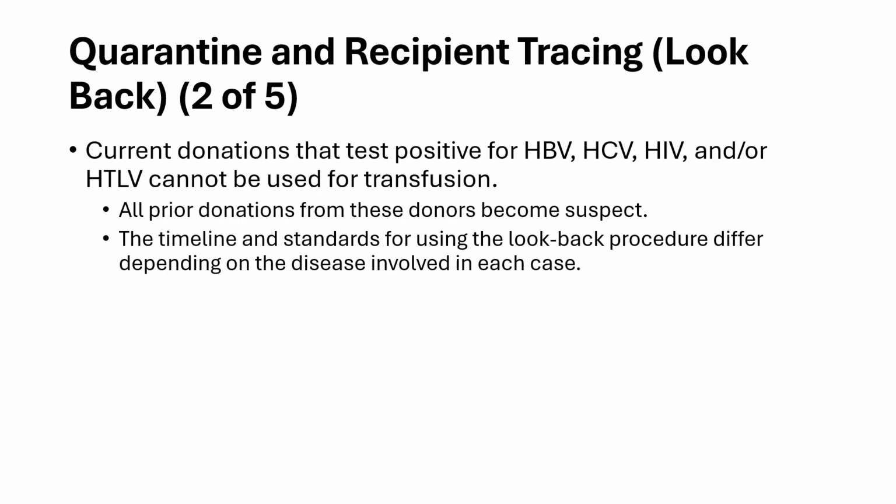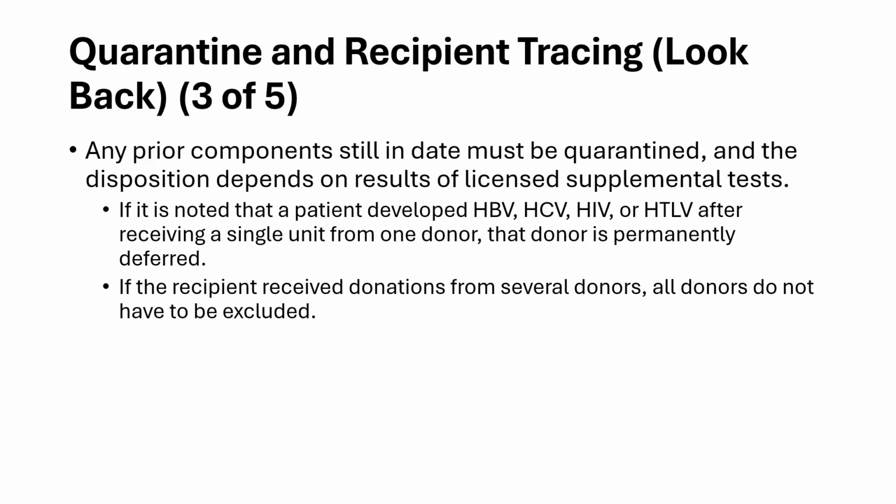For a look-back procedure, donations that test positive for hepatitis B, C, HIV, or human T-cell lymphotropic virus cannot be used for transfusion. All prior donations from donors who tested positive become suspect. The timeline and standards for implementing the look-back procedure will vary depending on the specific diseases that are involved. Any prior blood components that are still within their expiration date must be quarantined. The disposition of these quarantined components depends on the results of the licensed supplemental test.